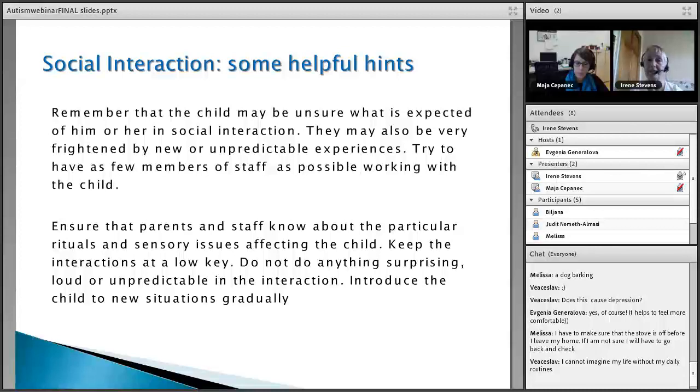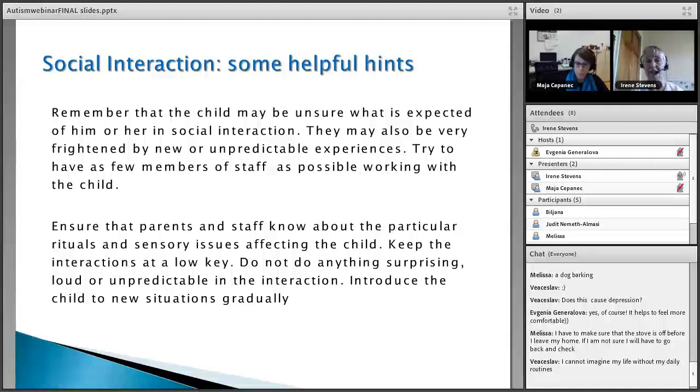Also, ensure that the parents and staff know about the particular rituals and sensory issues affecting the child. So if the child has a routine, make sure people know about that. And you can use routines as a way to comfort a child if you build them into their daily timetable. Also, Maya mentioned sensory issues. This is very important because if a child has, say, hypersensitivity of hearing, it means that maybe a small clock ticking in a room might sound like someone banging a drum to that child. So you might want to use ear defenders for the child so that it reduces their hypersensitivity to hearing.